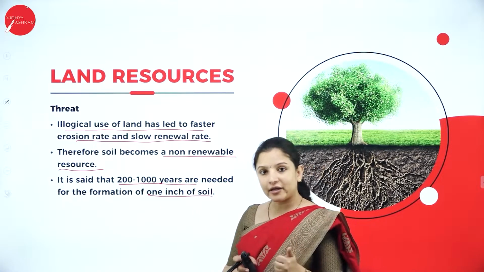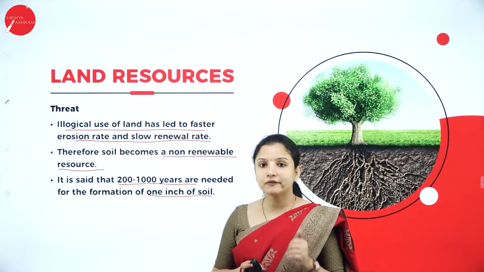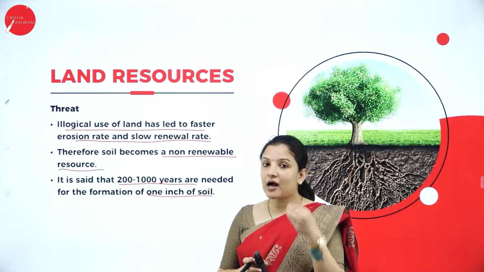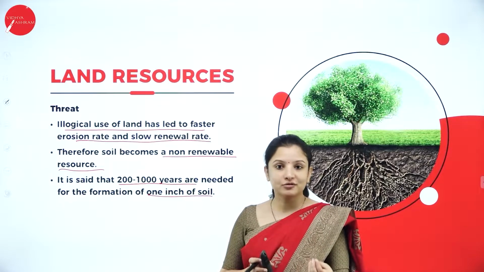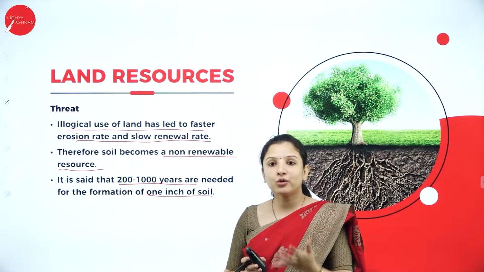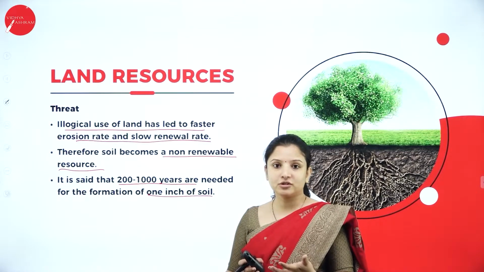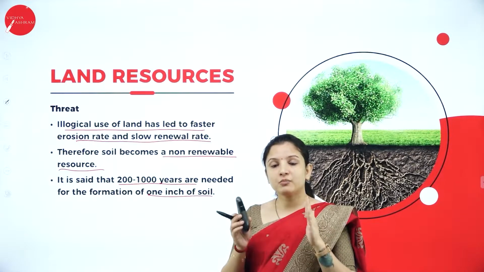Imagine if soil erodes, there the fertility of the soil will be lost. You cannot grow anything properly. If you can't grow agricultural products there properly, then how can you feed the country? How can you feed the growing population? It's not possible, right? So we need to make use of the land.